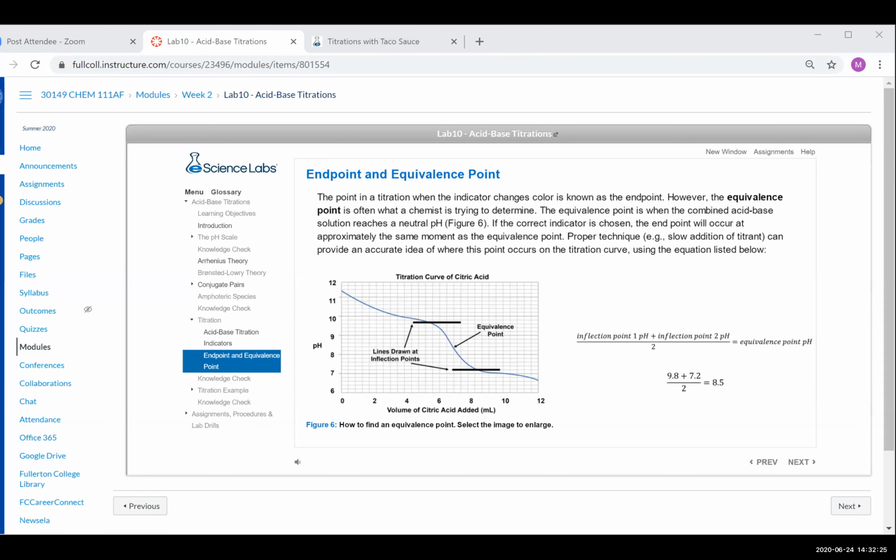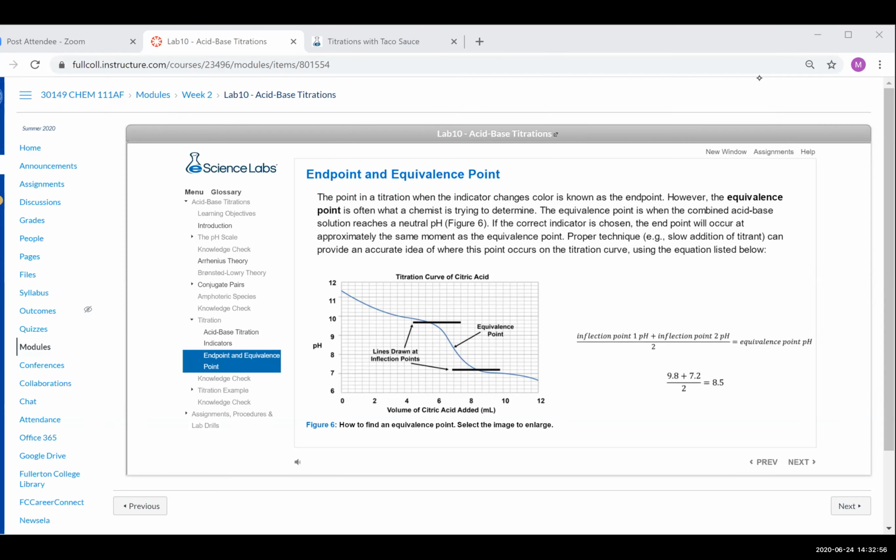Okay, so today we're going to be talking about the calculations for Lab 10, which is acid-base titration. At the end of our laboratory video, we just finished the titration of a solution of taco sauce, which contains acetic acid, and we titrated this acetic acid with sodium hydroxide. We monitored the pH as a function of the volume of, in this case, sodium hydroxide.